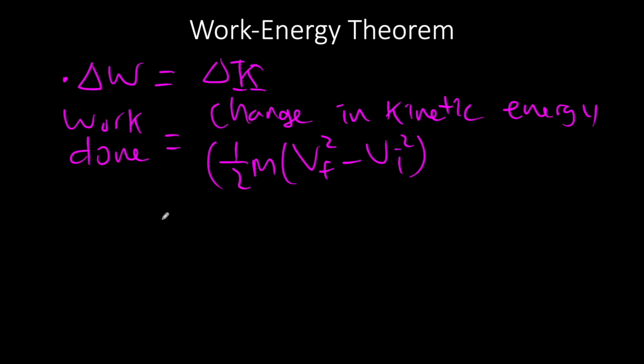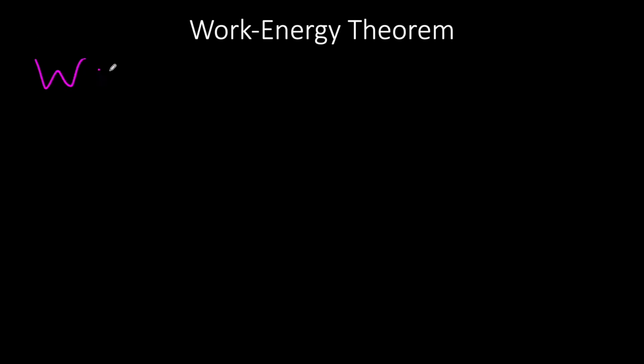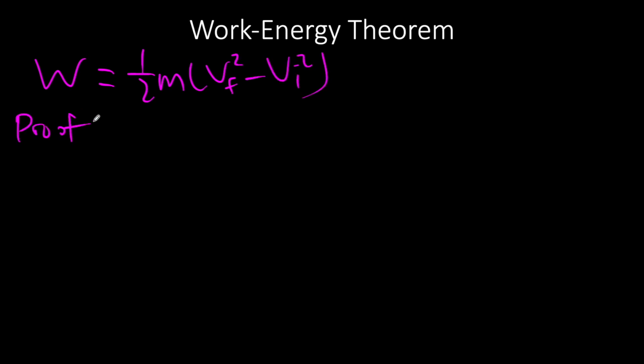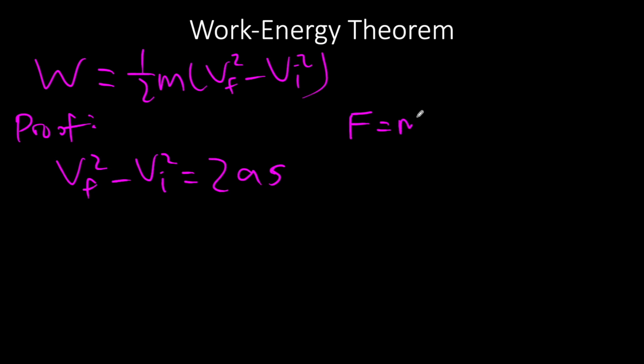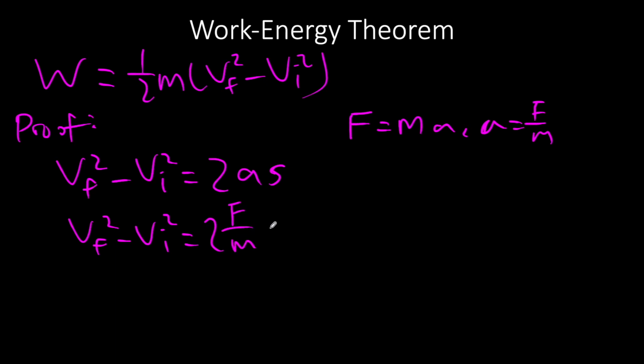So how do we prove this theorem? Work done is equal to F times displacement. From motion, we know the formula vf squared minus vi squared is equal to 2 times acceleration times displacement. And from Newton's law, we know that F is equal to mass times acceleration, so acceleration is equal to F over m. So this now becomes 2 times F over m times s. Both sides are divided by 2, so I have a half (vf squared minus vi squared) is equal to F s over m.